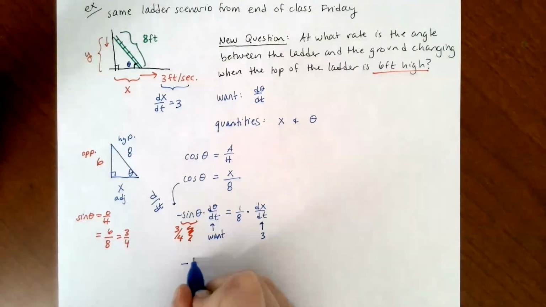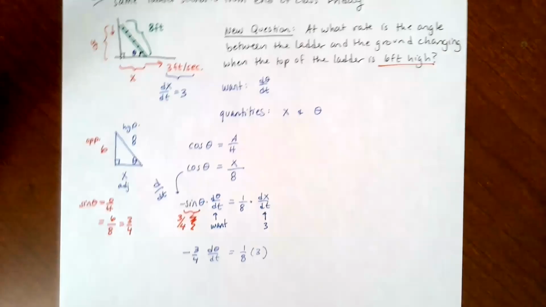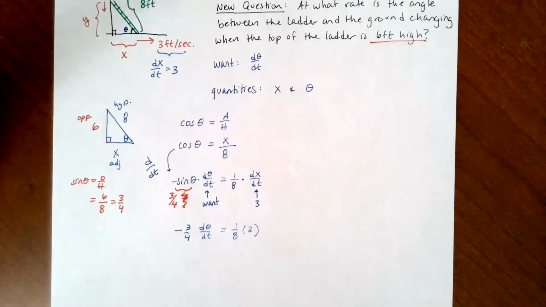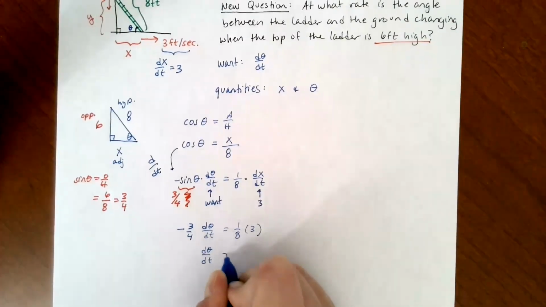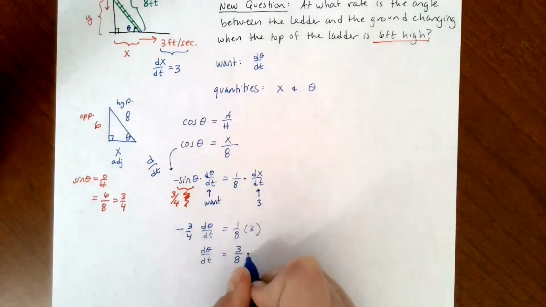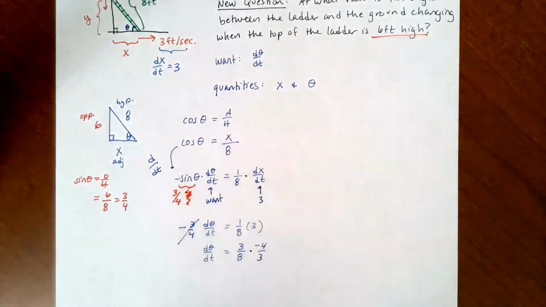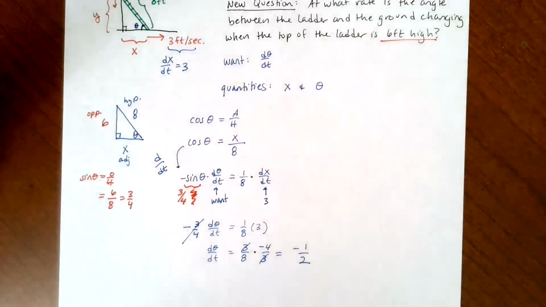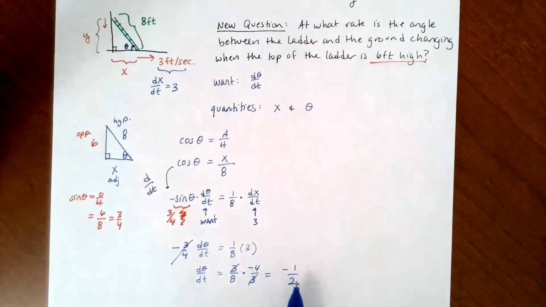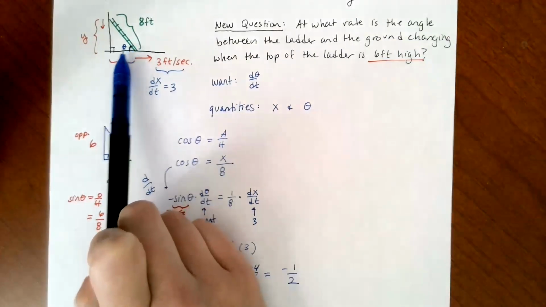So now we have negative 3/4 dθ/dt equals 1/8 times 3. I'll multiply over negative 4/3 to cancel out the negative 3/4. So I have the 3 over 8 that was here, times the negative 4 over 3 to cancel this out. The 3's cancel, and I get negative 1/2. It does make sense that this is negative because as the ladder falls, this angle is decreasing over time.